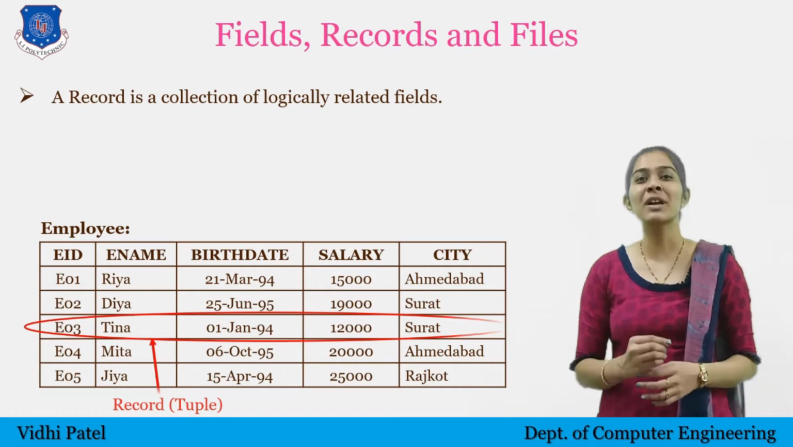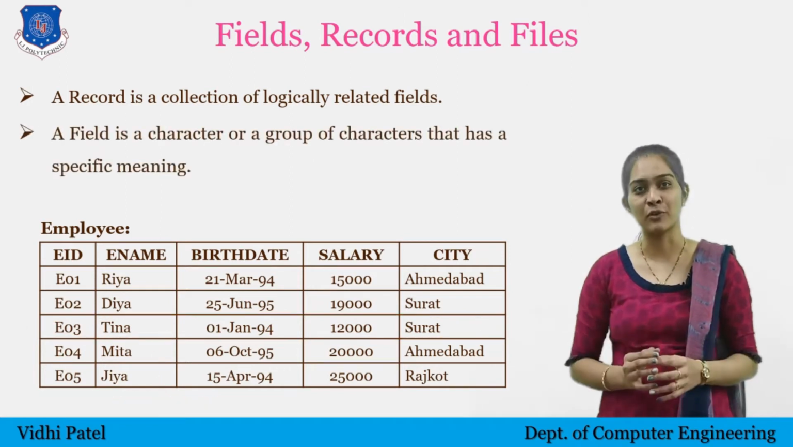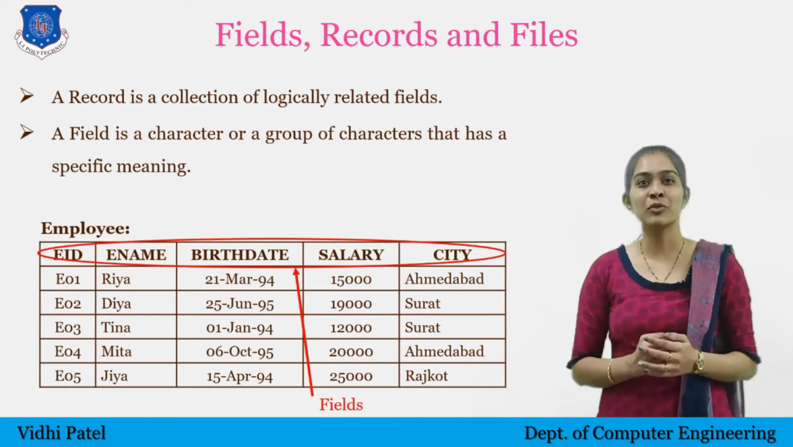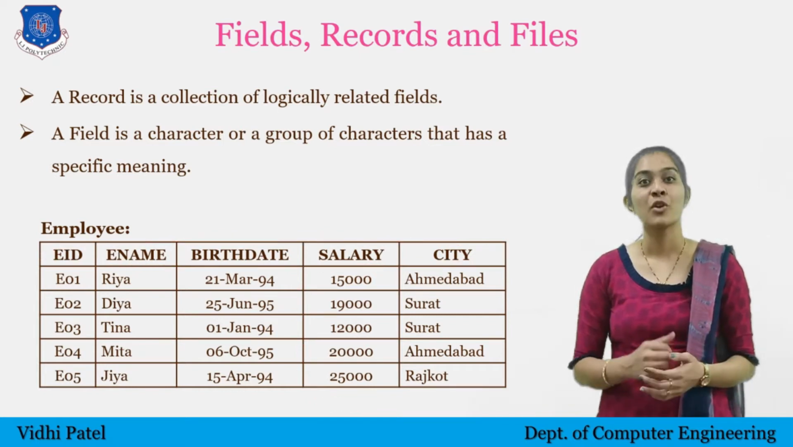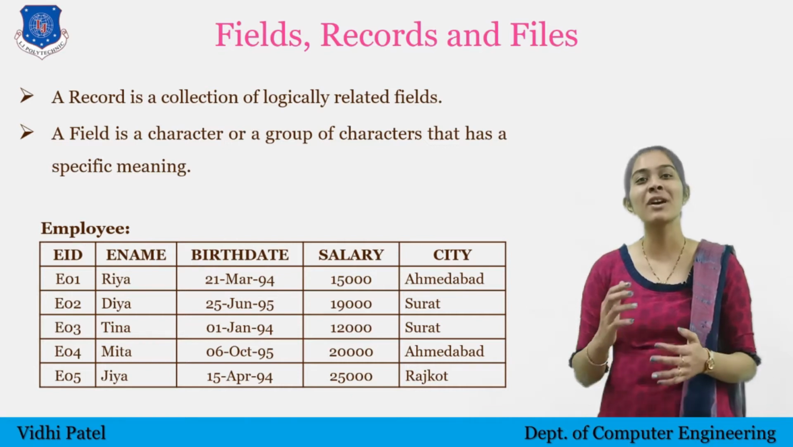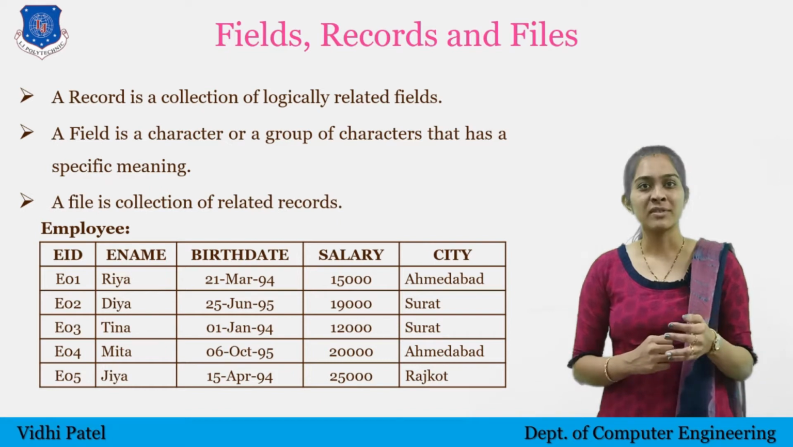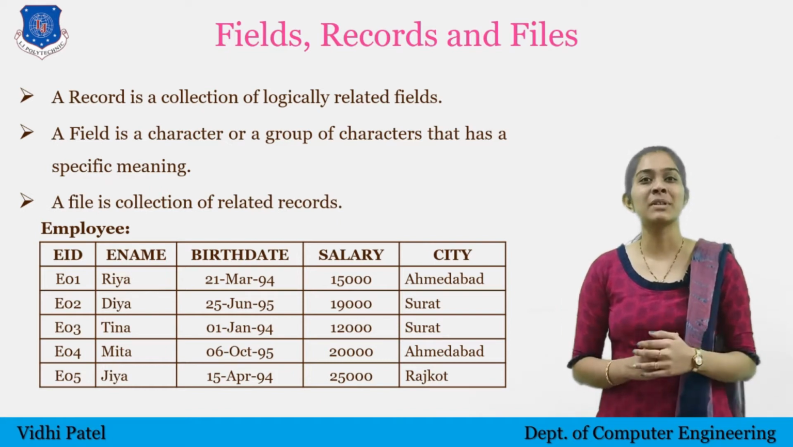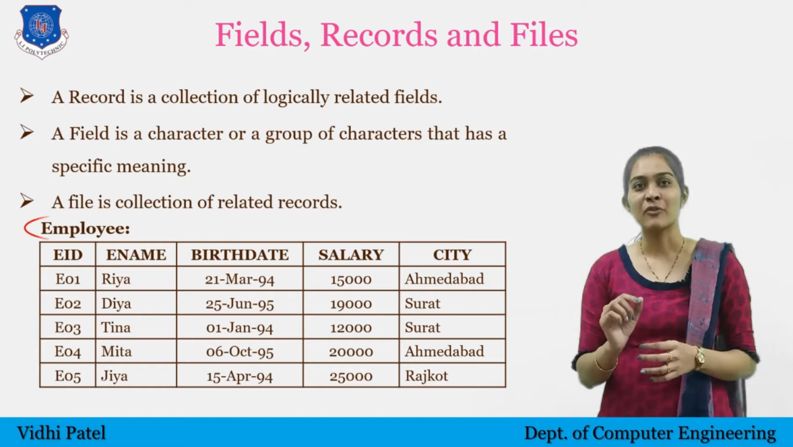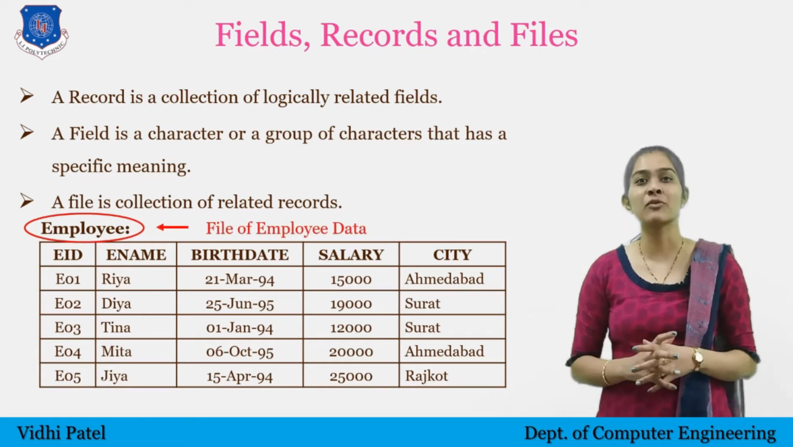A field defines the individual elements of a record. For example, fields include employee ID, employee name, birthday, salary, and city. Fields are the table columns, whereas records are the rows. The entire collection of records stretching across one or more tables is a database file. For example, the collection of records of all the employees.